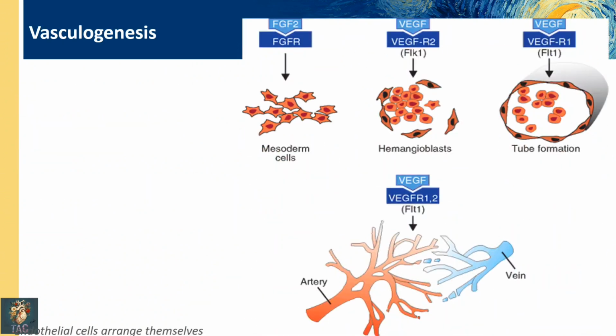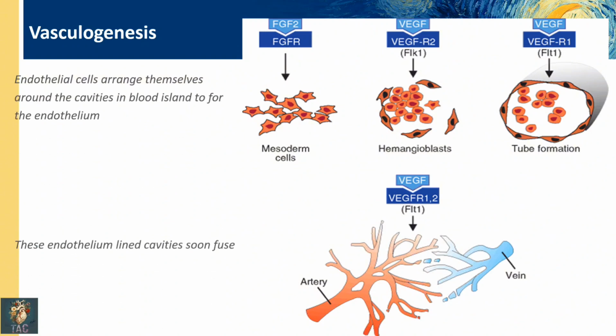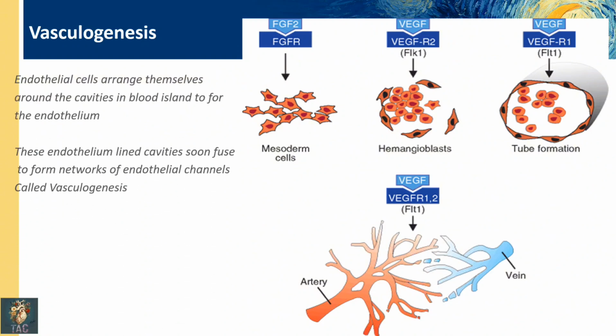So the process of vasculogenesis involves different factors. First is the mesoderm, which is destined to form the vasculogenesis. It is activated by the fibroblast growth factor, and it will form the hemangioblast. This hemangioblast is basically the precursor for both vasculogenesis and angiogenesis. So endothelial cells arrange themselves around the cavities in the blood island to form the endothelium.